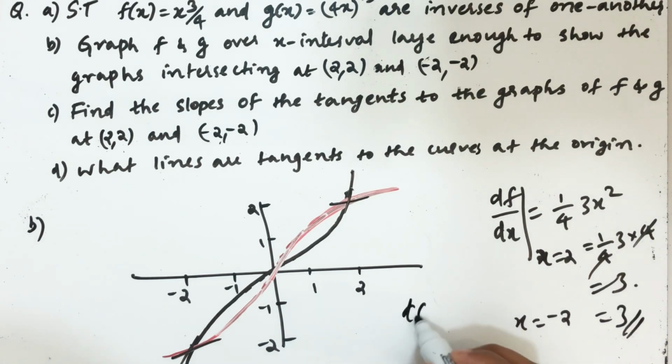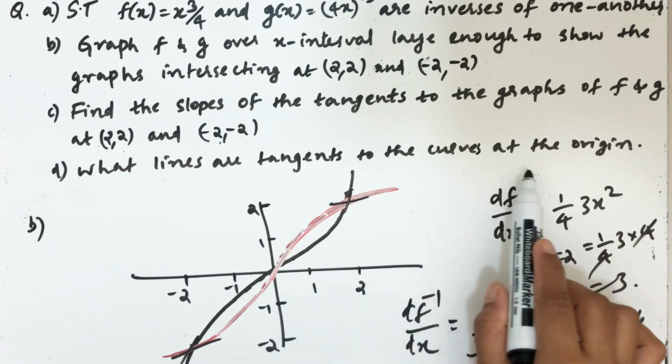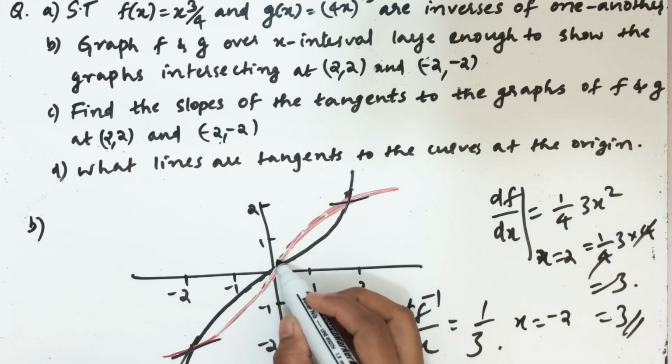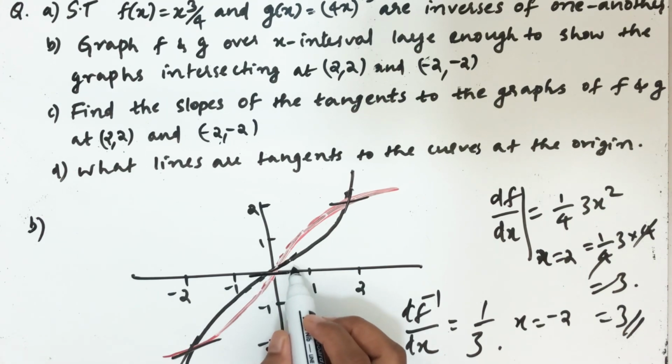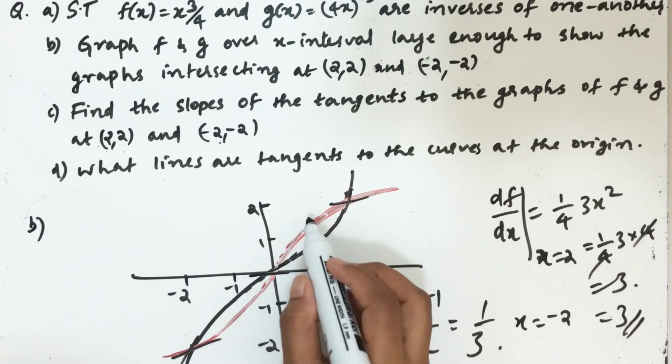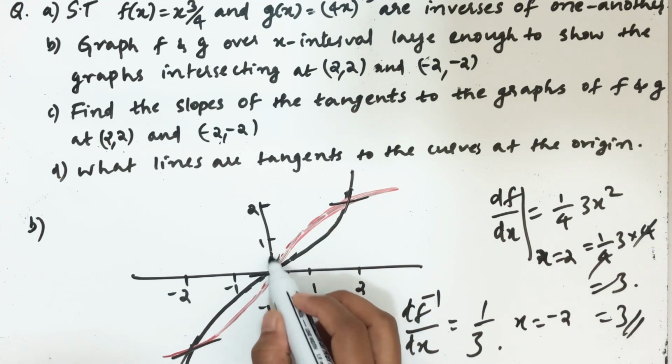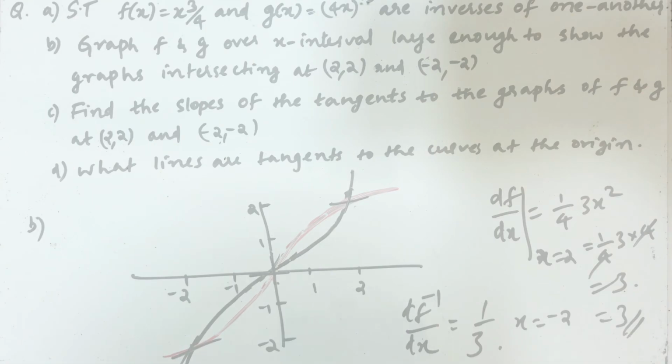Now df inverse by dx. This will be just 1 by 3. Last question, what lines are tangent to the curve at the origin? Like the previous question, this is, for f, the line y equal to 0, and for f inverse the line x is equal to 0.